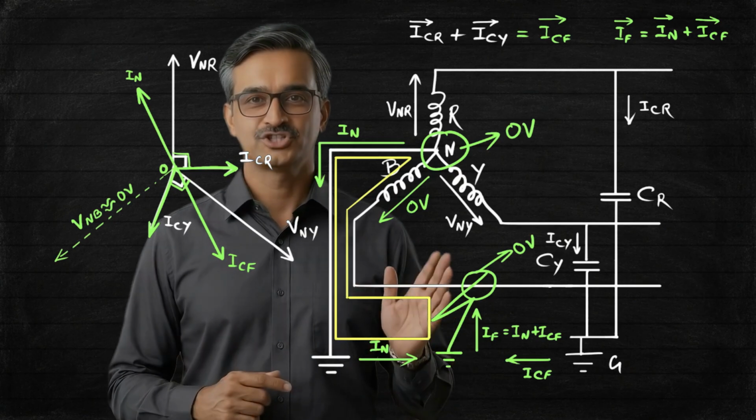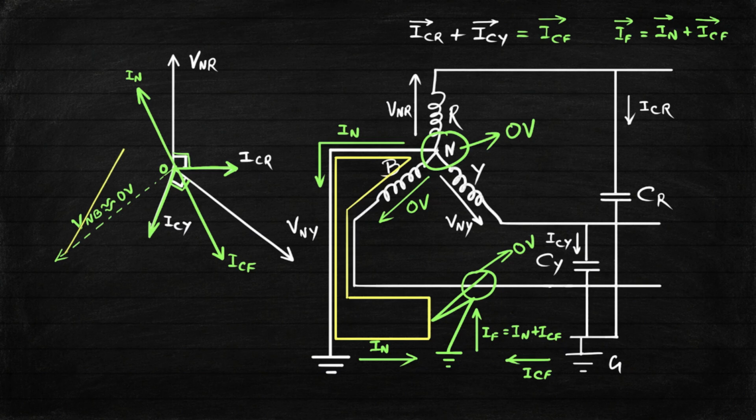Because of this neutral shift, the phase to ground voltage of the two healthy phases increased from the normal phase voltage to the line voltage. That means the healthy phase voltage became approximately √3 times the normal phase voltage. As a result, the insulation of the healthy phases had to withstand a much higher voltage stress.